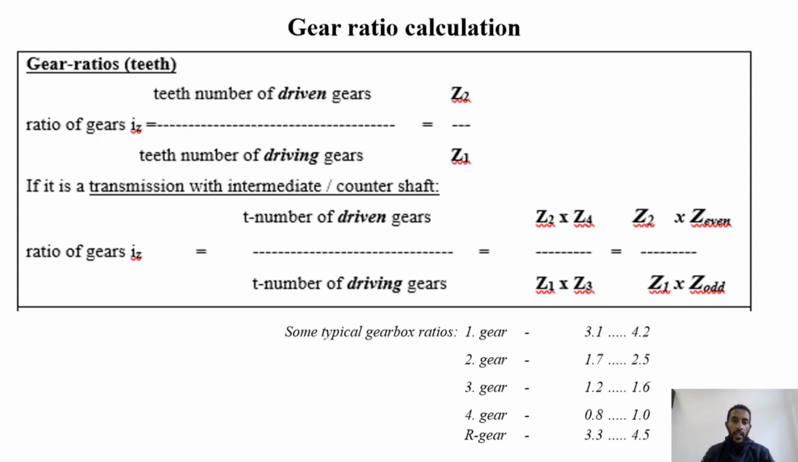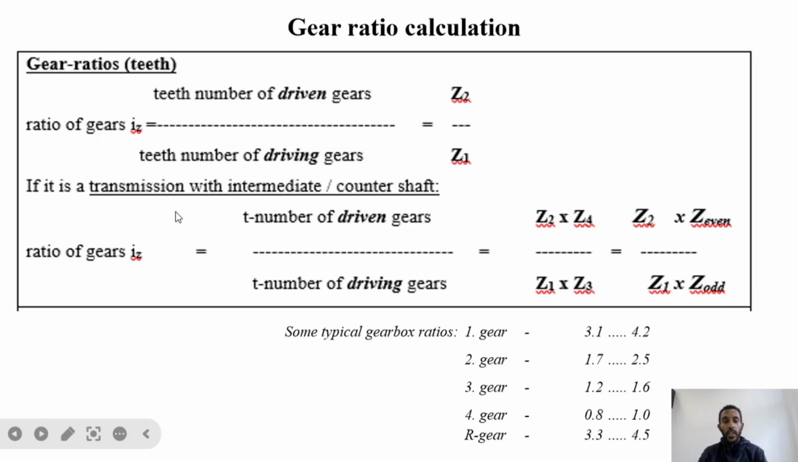If we see the gear ratio calculation, obviously gear ratio is the number of teeth of the driven gear over the number of teeth of the driving gear, simply by counting the number of teeth. We can calculate and obtain the result. Based on the result, we can also calculate the speed ratio and the torque ratio. So from the gear ratio we can obtain the torque ratio and the speed ratio.